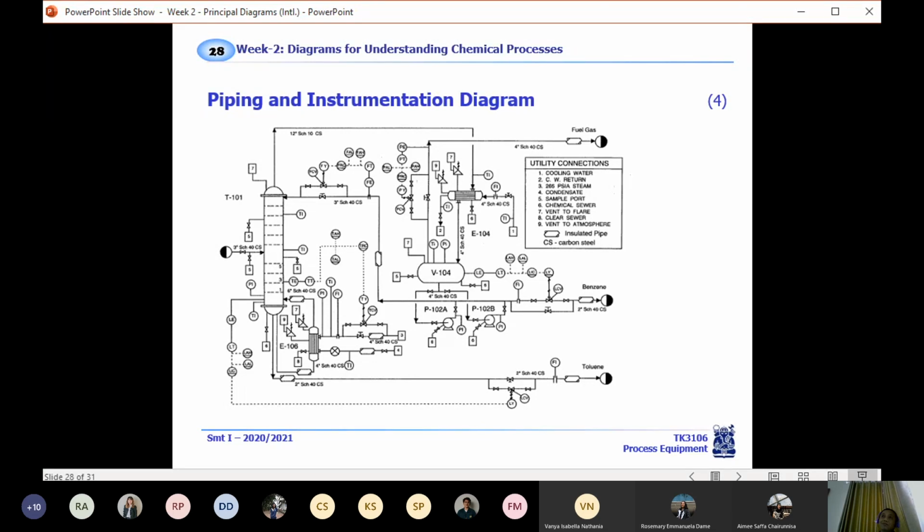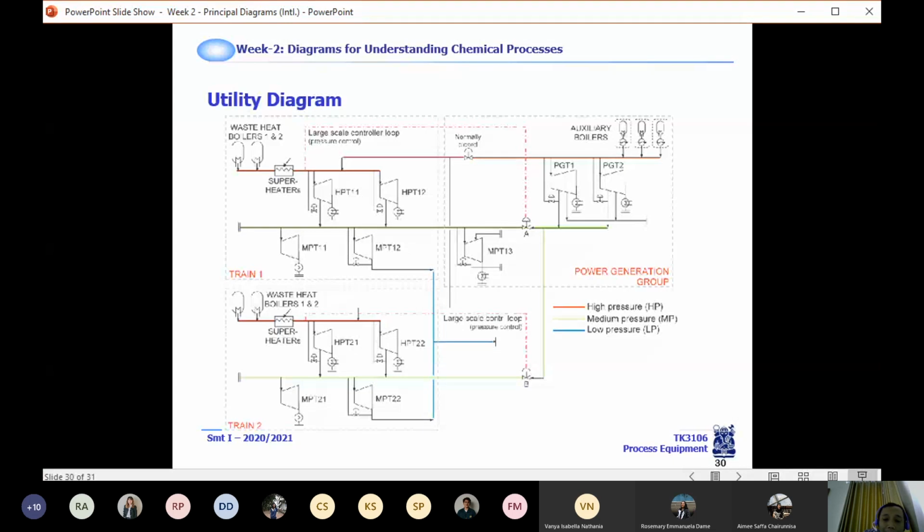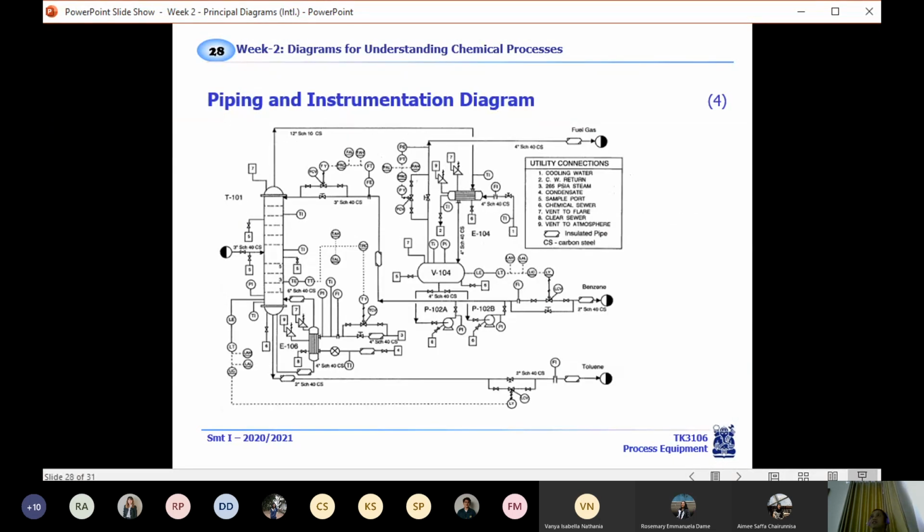Local panel means that the panel is located near the unit operation and you have to go there. You cannot do the operation from the control room. You have to come to the field and see it there. This is the local panel. Do you have any questions related with today's material?